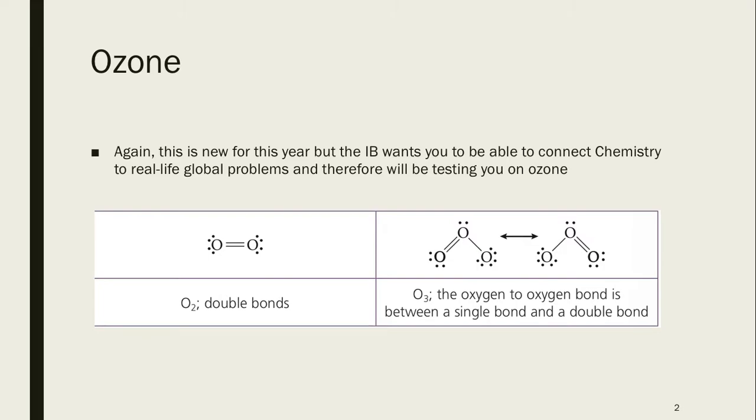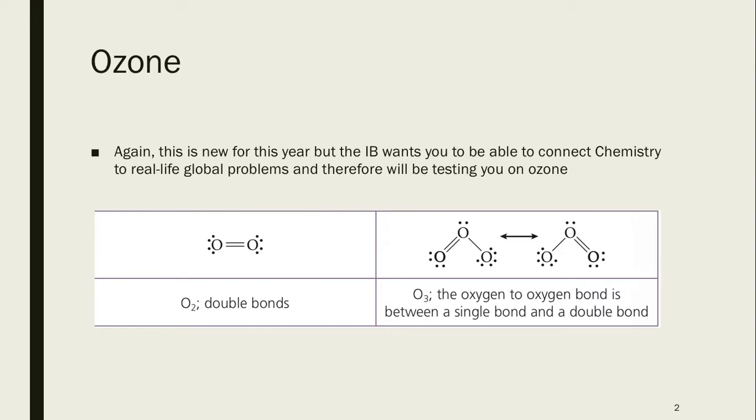So one of the first things we're going to look at is how does ozone, which is O3 on the right side of your screen, compare to oxygen on the left side? So we can see the structure of oxygen. It's a double bond. We can see that on the left hand side, like I said. On the right hand side, we have ozone, O3, so three oxygen atoms.